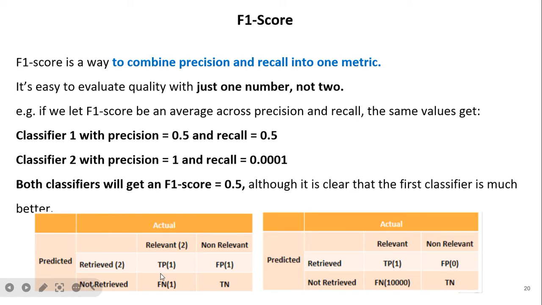See this table, you can easily get the idea. Here precision is 1/2 and recall is also 1/2, that is 0.5, 0.5. And this is classifier 2 where precision is 1 because 1 divided by 1 plus 0 is 1, and recall is 0.0001. If we take the average, both classifiers will get the score of 0.5, although it is clear that the first classifier is much better than the second classifier by seeing this confusion matrix.